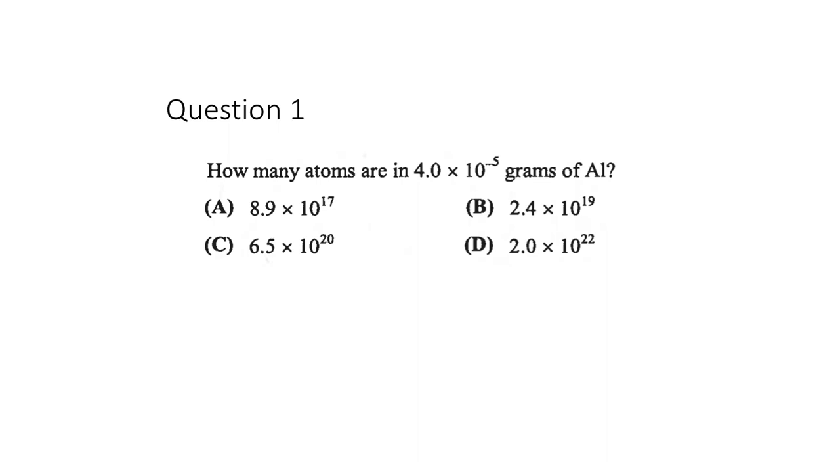The first question here is how many atoms are in a 4.0 times 10 to the minus 5 gram sample of aluminum? So all the atoms are going to be aluminum atoms, so we're going to calculate the number of Al atoms. And we'll start with the 4.0 times 10 to the minus 5 grams.